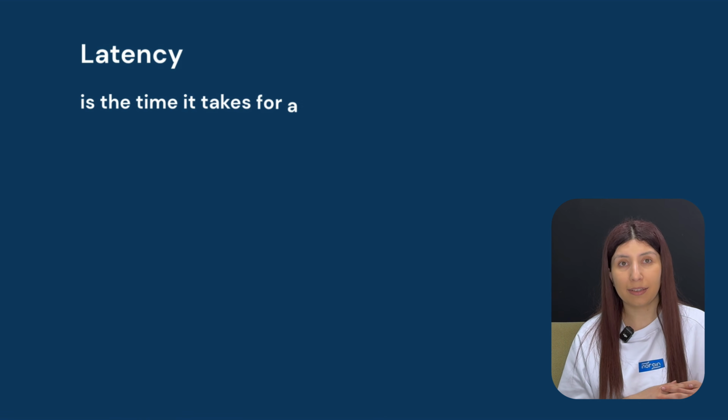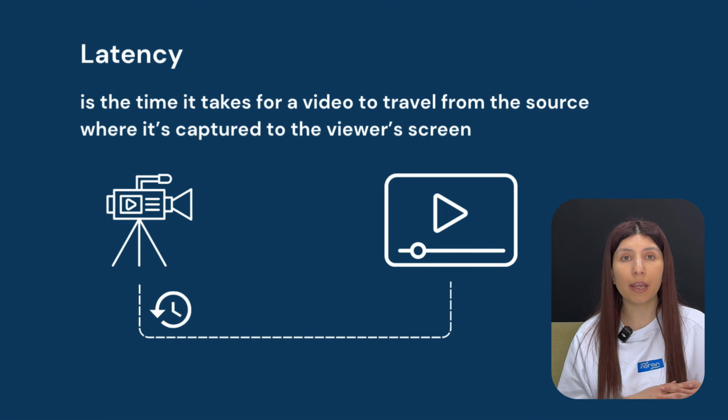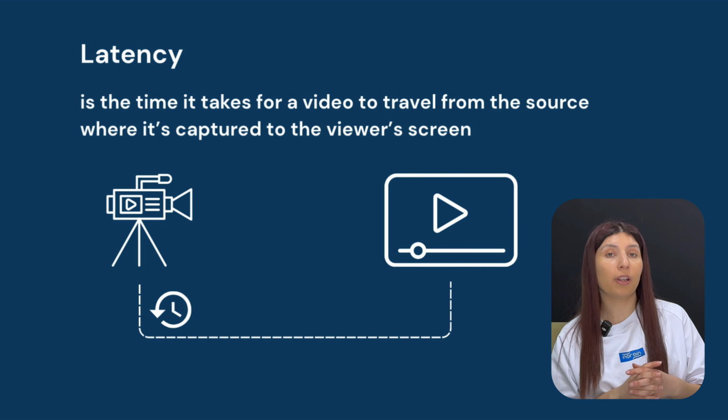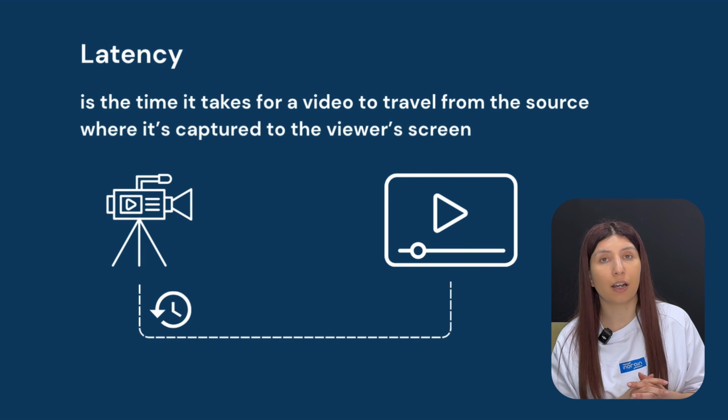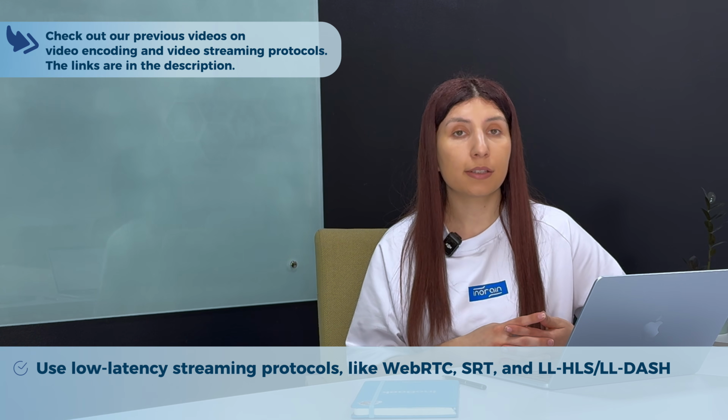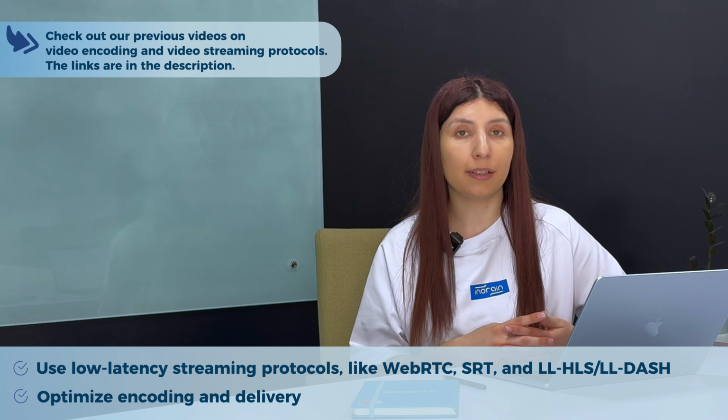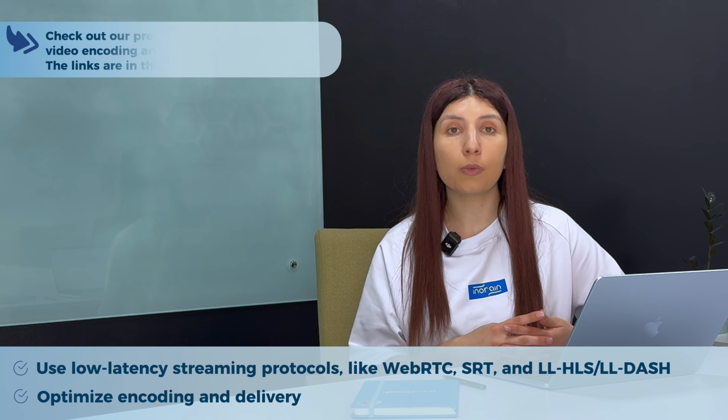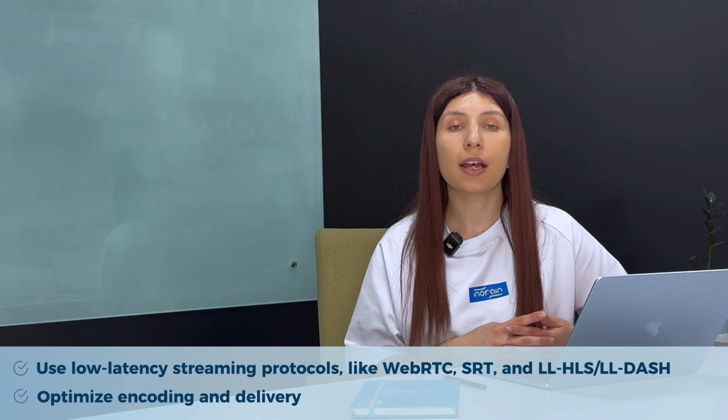Next metric is latency. Latency is the delay between when something happens in a video and when you see it. This is especially important for live streaming. Here, every millisecond counts. High latency means your users are seeing events seconds or minutes late. Obviously, this won't work. You need to fix it with 2 technologies. First, use low latency streaming protocols. Second, optimize encoding and delivery. For live content, you should always aim at delivering your stream as close to real time as possible.